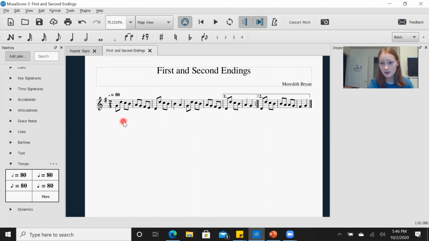So to repeat the musical map of this piece, we go from the beginning all the way through the first ending, take the repeat, go back to the beginning, play through until we see the bar line where the first ending starts, and skip over to the second ending and play until the end.